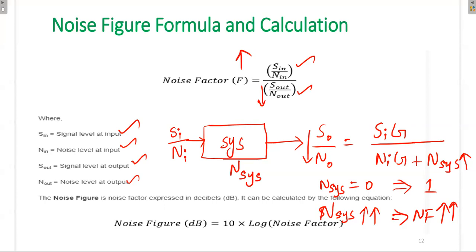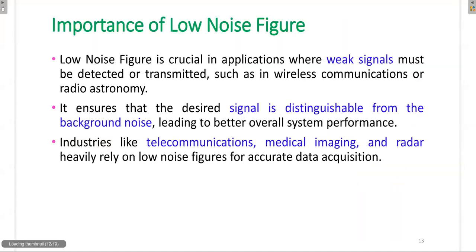That's why we are telling, if the noise figure is very low, that means the system is adding very less noise. So that is a good system. The low noise figure is important in applications where we operate with weak signals. If you want to detect weak signals that are transmitted, then definitely we need to have a low noise figure. Then it ensures the desired signal is distinguishable from the background noise.